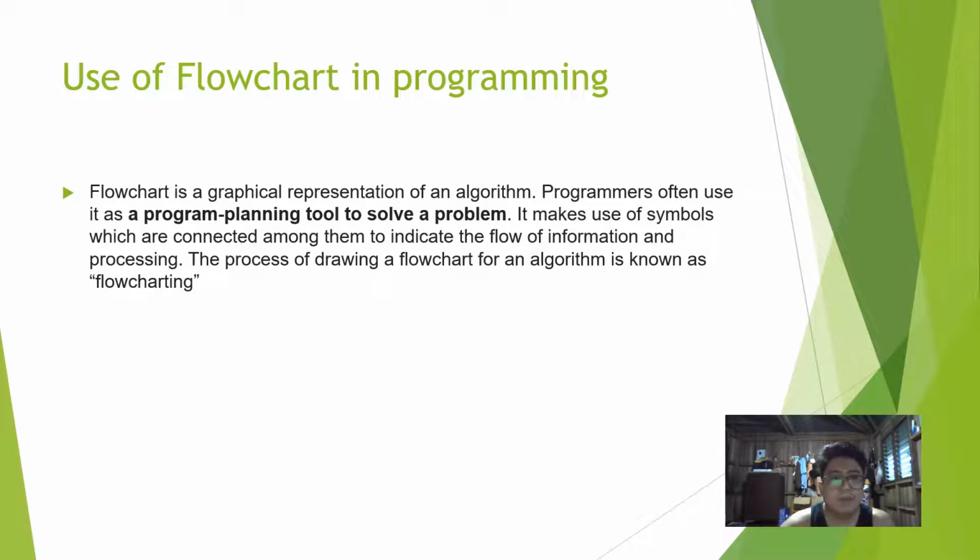Use of flowcharts in programming. A flowchart is a graphical representation of an algorithm. Programmers often use it as a program planning tool to solve problems. It makes use of symbols which are connected among them to indicate the flow of information and processing. The process of drawing a flowchart for an algorithm is known as flowcharting.